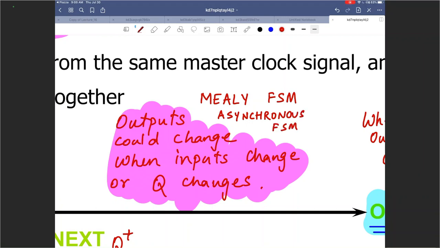The outputs do not wait for the clock. They can change any time because the outputs could change when inputs change.